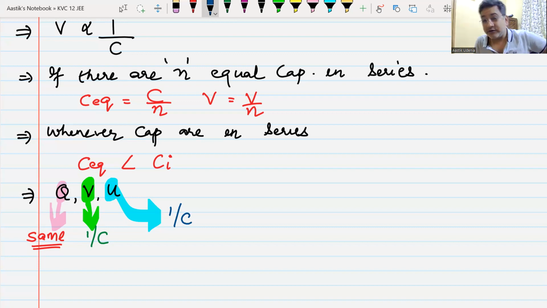Why is it inversely proportional to C? Q square by 2C, sir. Q is same in all, sir. So Q square by 2C, and 2 is also constant, so it is inversely proportional to C. So the capacitor which has the most capacitance will have the least energy stored in it.